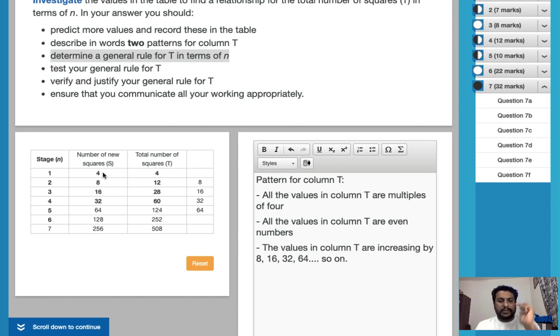Now the good part is that, to write down the general rule, you should always observe what is given to you. So I'll start with what is given to me: the total number of squares in stage 1, which is 4.